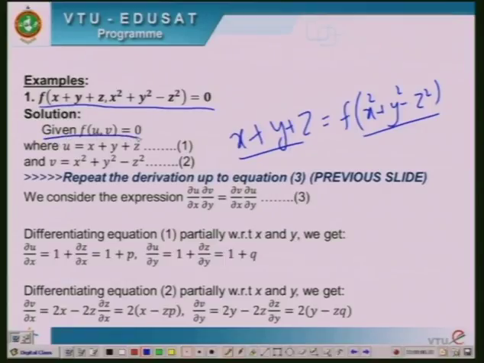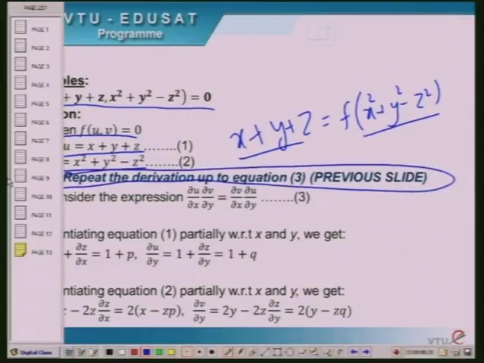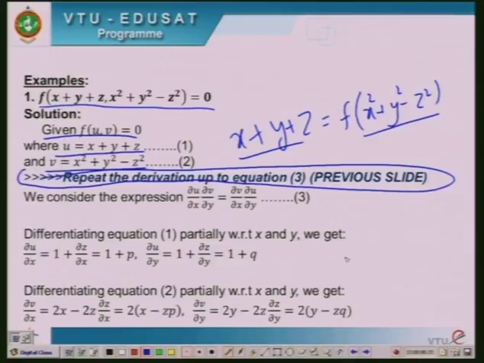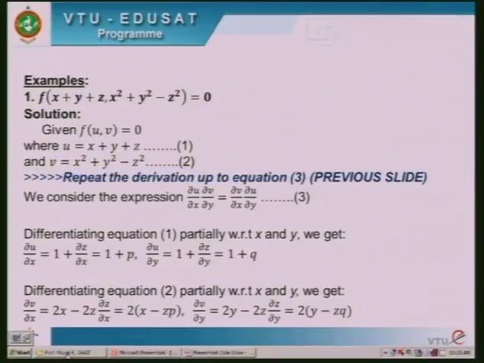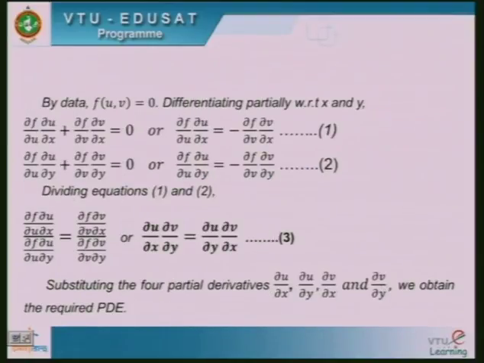Given f of u, v equal to 0, the first function is u. So, u is x plus y plus z and v is x square plus y square minus z square. You can see this clearly written. Repeat the derivation up to equation 3 that was shown in the previous slide. For easy reference, I will just show you the previous slide again.